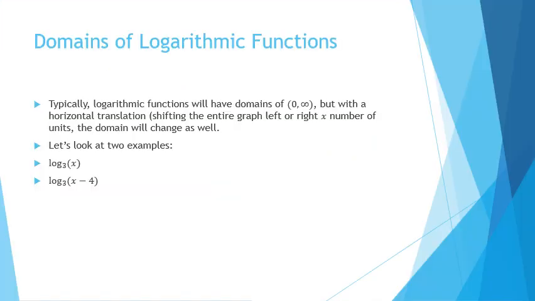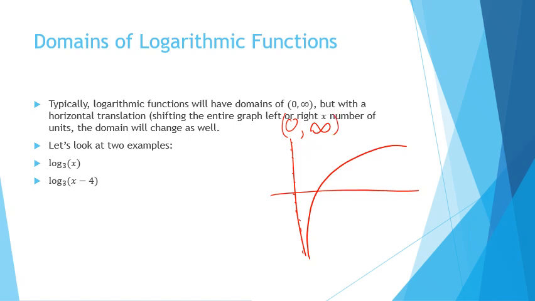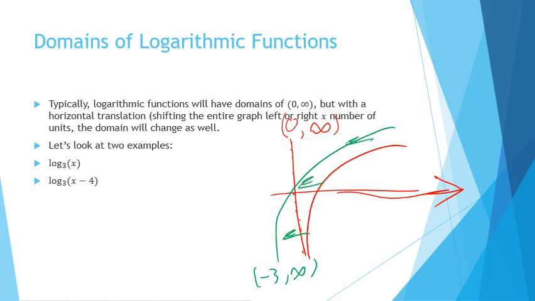All right, the final thing that we're going to talk about today is the domain for logarithmic functions. Typically, logarithmic functions will have a domain from 0 to infinity, right? So we won't start at 0 because there's that vertical asymptote there, but we'll go from 0 all the way to infinity. You can plug in any value of x that's a positive number. However, if we shift this whole graph, let's say 3 units left, our domain is now no longer 0 to infinity. It's now -3 to infinity because every single point moved 3 units to the left.